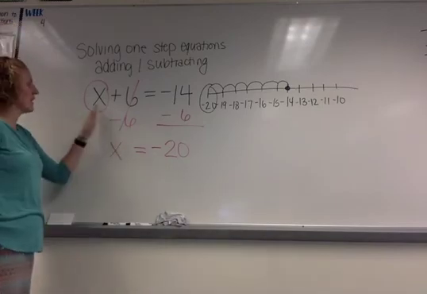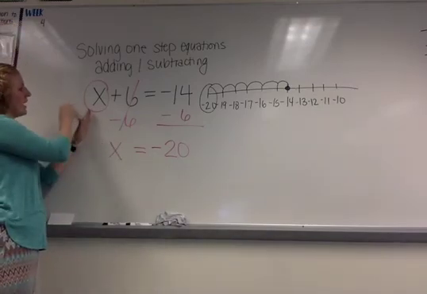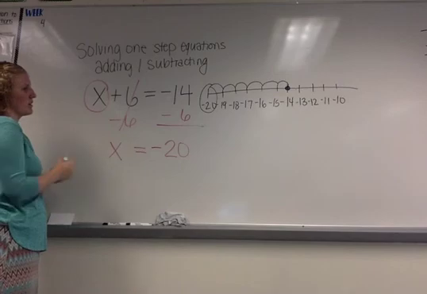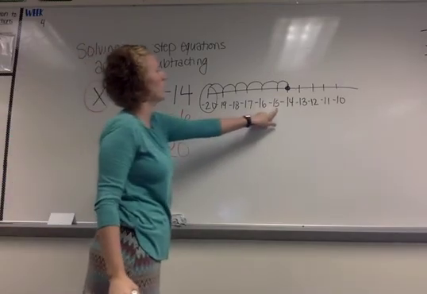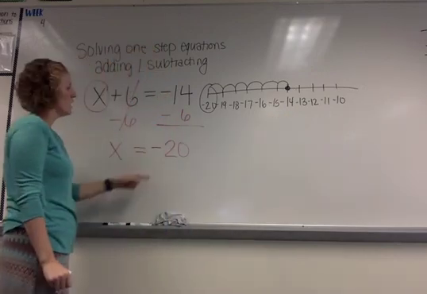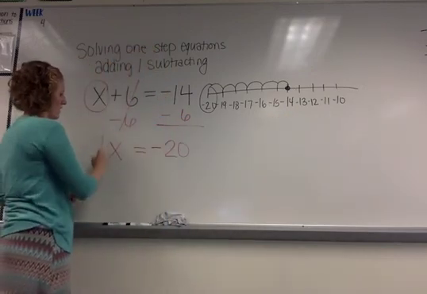Okay, let's plug this back in just to check it. Negative 20 plus 6: 1, 2, 3, 4, 5, 6 is negative 14. So negative 20 is the correct answer.